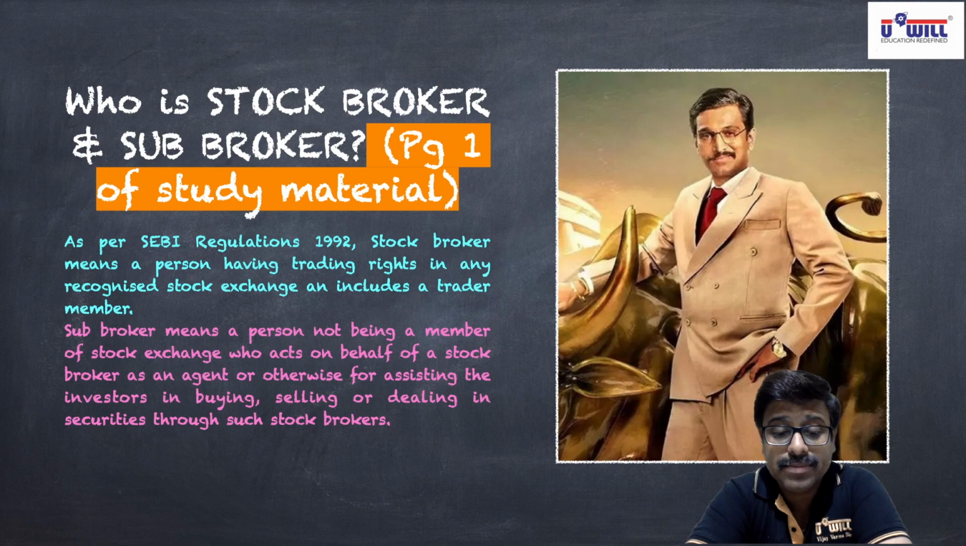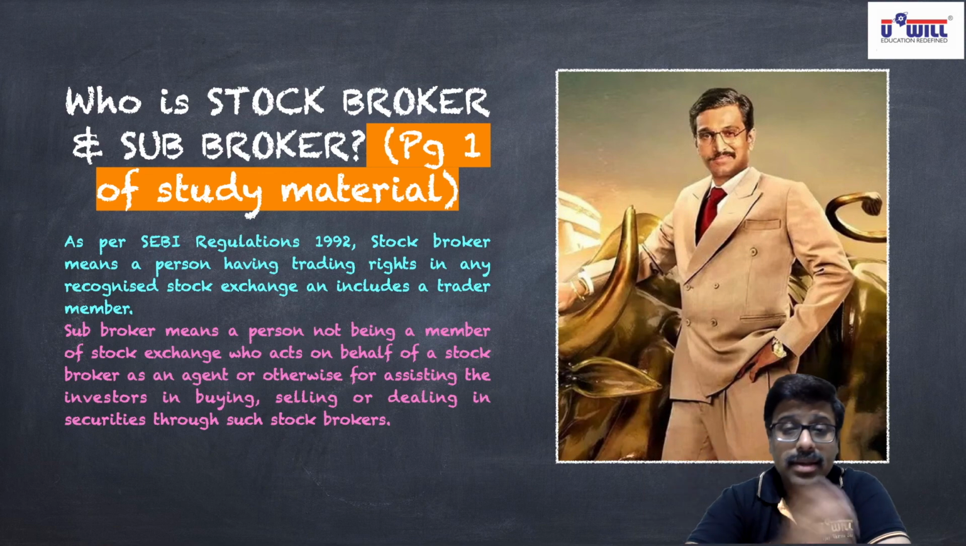Sub-broker means a person not being a member of a stock exchange who acts on behalf of a stockbroker as an agent or otherwise for assisting the investors in buying, selling or dealing in securities through such stockbrokers. So who are sub-brokers? Sub-brokers are not listed or registered, or they don't have the license to buy and sell in the recognized stock exchange. Sub-brokers are further the agents of stockbrokers. They assist, which means they help. They help the investors in buying and selling or dealing in securities through the stockbrokers.